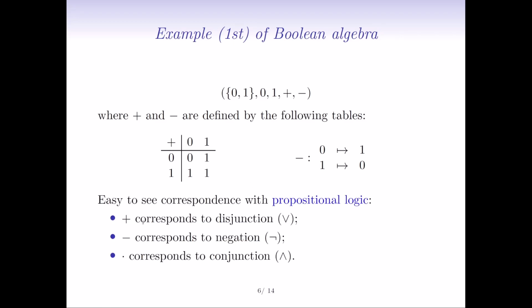So here I've written down explicitly that plus corresponds to disjunction, minus to negation, and dot, which I haven't given a truth table for here, but if I did, remember that a dot b is equal to minus (minus a plus minus b), and that would correspond to conjunction. What would happen is that a dot b would turn out to be 1 if a and b are both 1, and 0 otherwise.